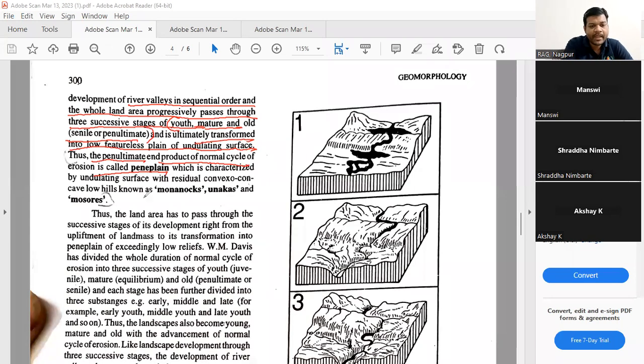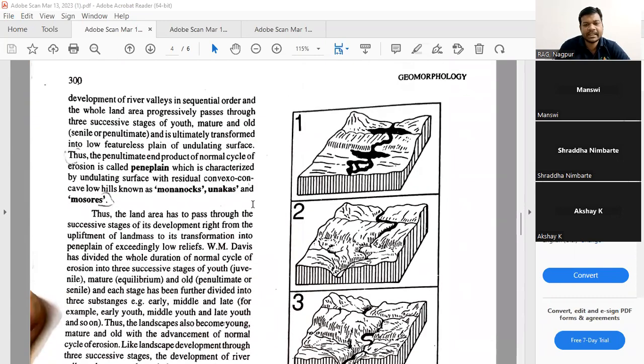It is characterized by an undulating surface with residual convexo-concave low hills known as monadnocks, inselbergs, or mosors. These are alternative names. You can remember this.